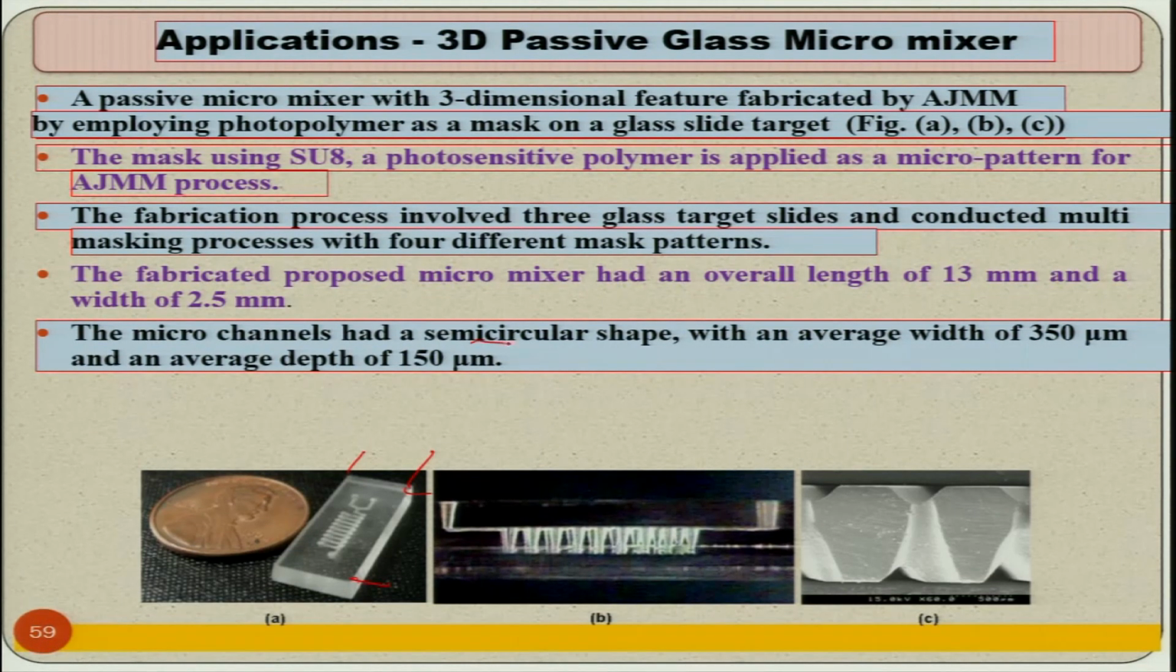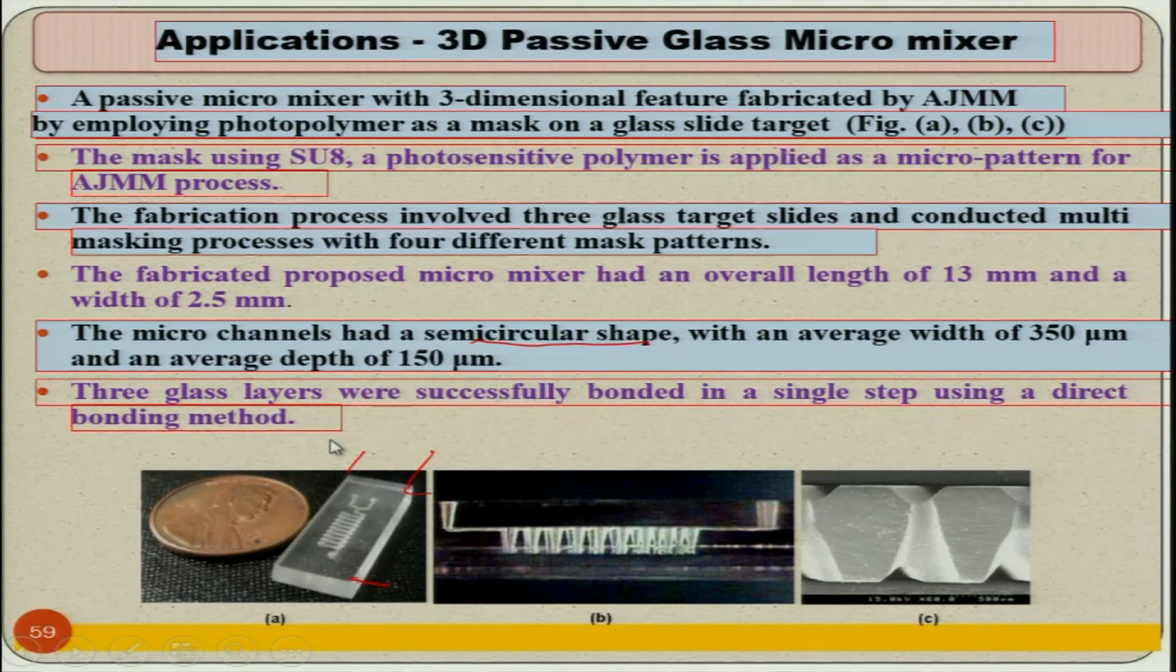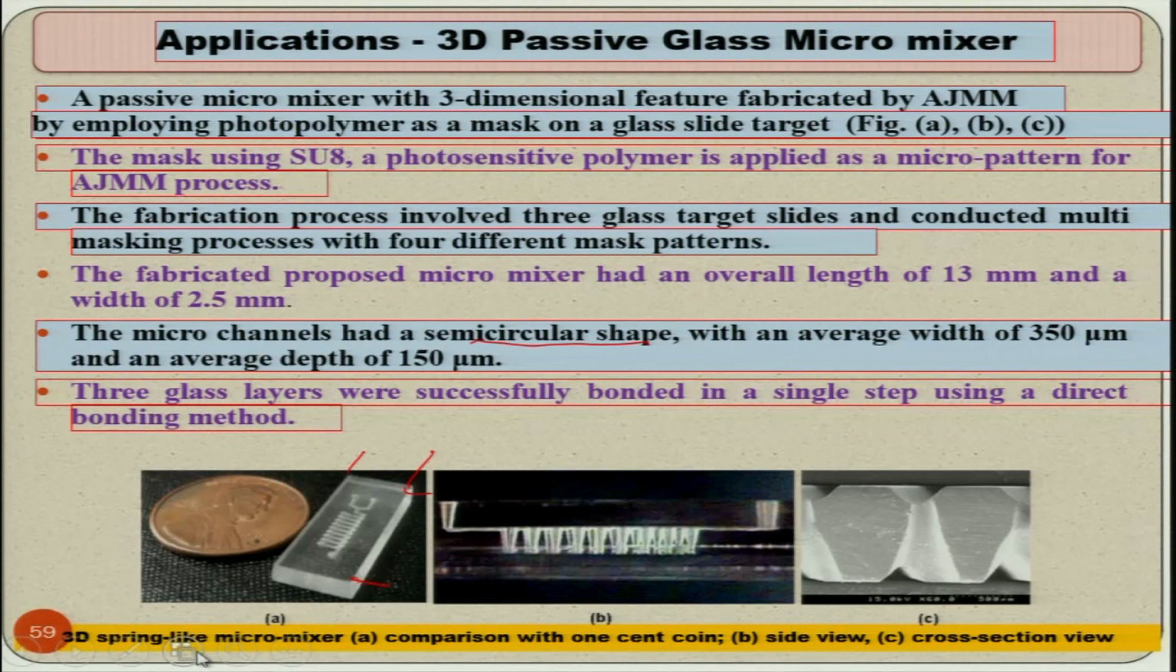Semicircular shape of the microchannel, it is not easy to make a semicircular shape microchannel, as I will show you. As you can see here, this is another view. As you will see, 3 glass layers were successfully bonded in a single step using a direct bonding method. So, you can see the 3D spring like micromixer in comparison with a 1 cent coin. This is the 1 cent coin which is very small in size. So, this particular mixer base material or plate has been compared with that particular coin.